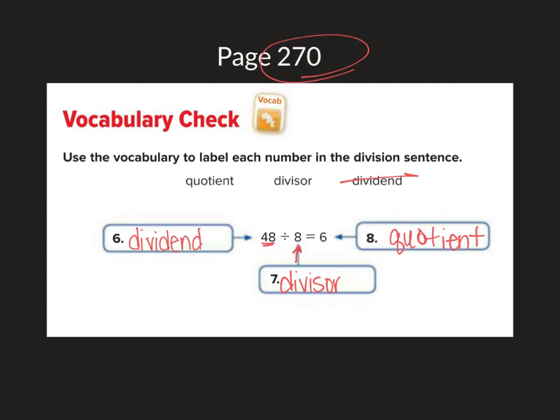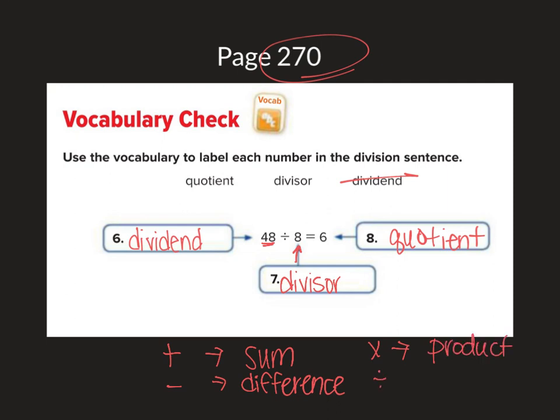Now remember, the answer to an addition problem is called a sum. The answer to a subtraction problem is called the difference. The answer to a multiplication problem is called the product. And then division, we just learned, is called the quotient. These are all very important words that you learn. We'll keep practicing, and they'll become easy for you, but very important for you to know.